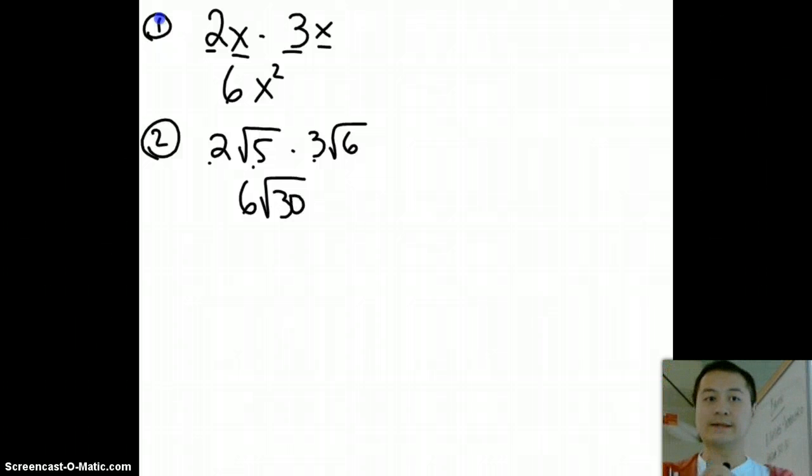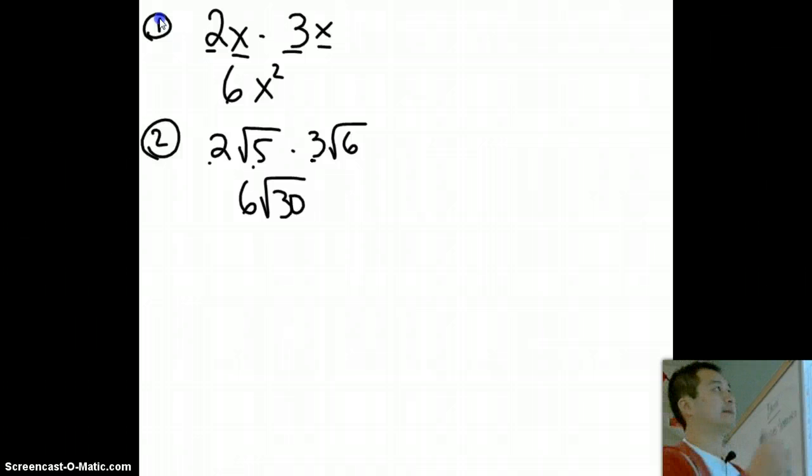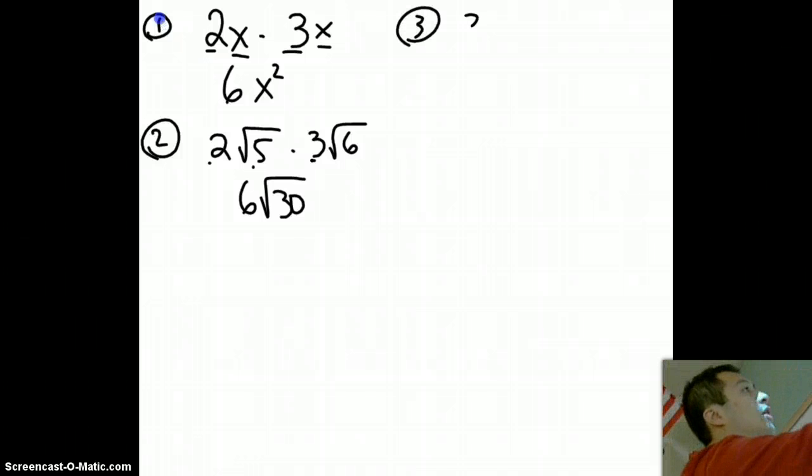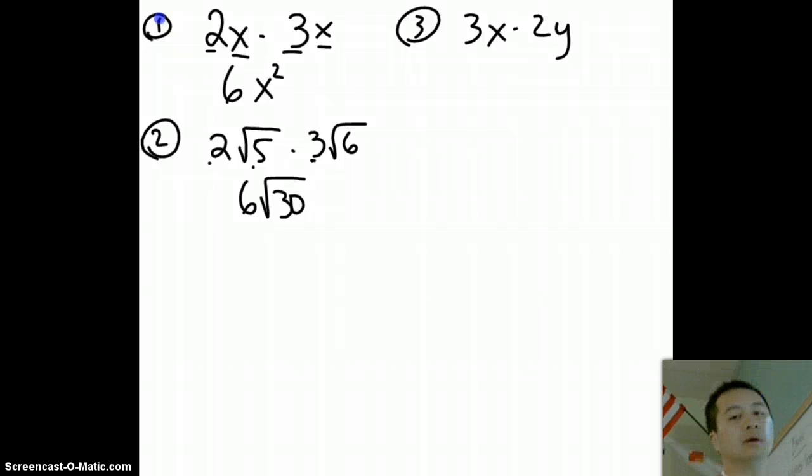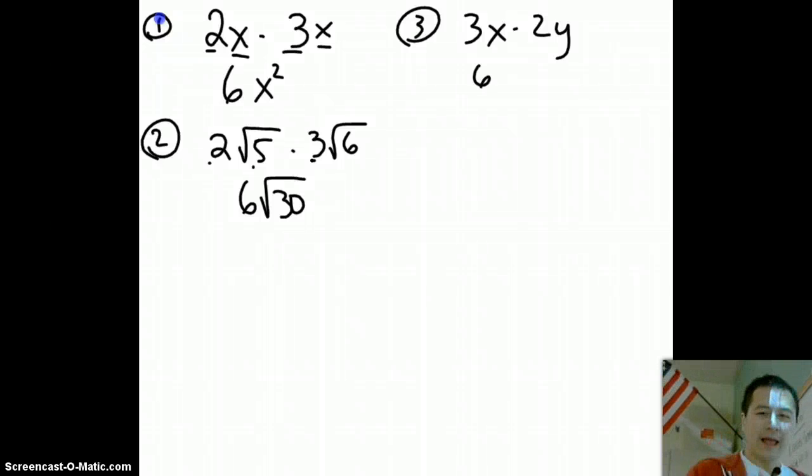You multiply the inside with the inside, the outside with the outside. How do you guys feel? That's basically it. Let's talk about some of the mistakes I'm going to see during the day. I'm going to see people multiply the outside into the inside. That's no good. And I'm going to see something like this: 3x times 2y. Can I multiply those together? Yes, you can. That becomes 6, but the x and the y don't really go together, so we just leave x times y.